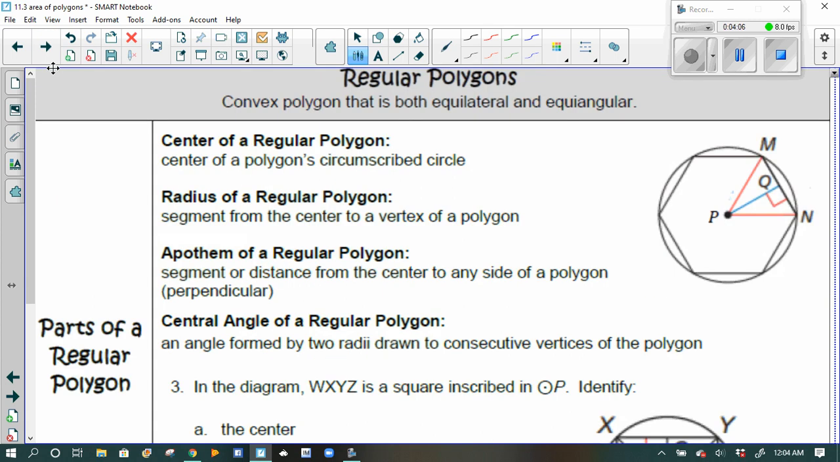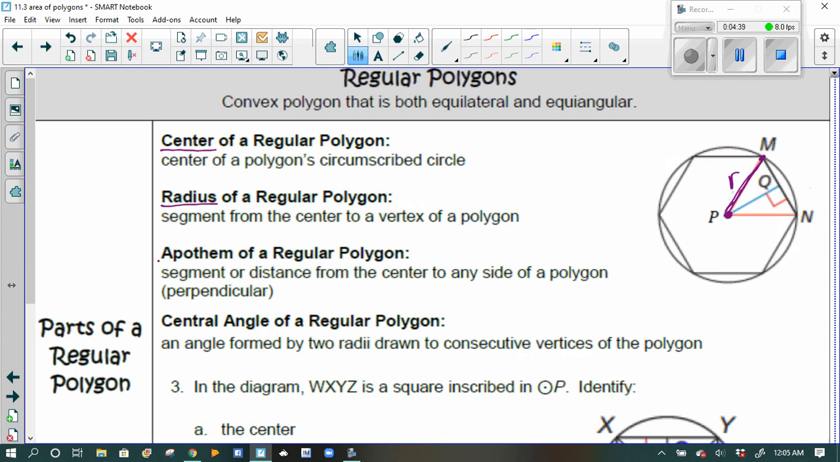All right, so regular polygons. So this one is new. There's some new terms. What I want you to remember though is the center and the radius of a regular polygon, because there's a circle that goes around the outside. So the center of the polygon is actually the center of the circle, okay? The radius of the polygon is still the radius of the circle. So remember your radius goes to the edge of the circle. So the radius of the polygon is still the radius of the circle.